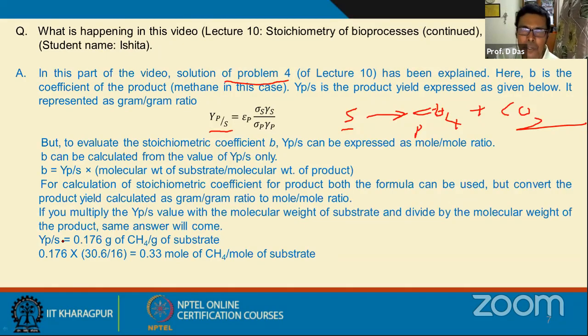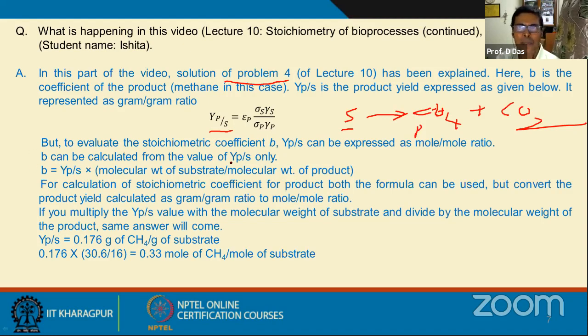Simple, you take the ratio, and you can easily convert this into gram atom product per gram atom substrate. Am I right? And if you know that, then you will get the coefficient, the B coefficient that we have, that you can easily calculate. I think this was your question.